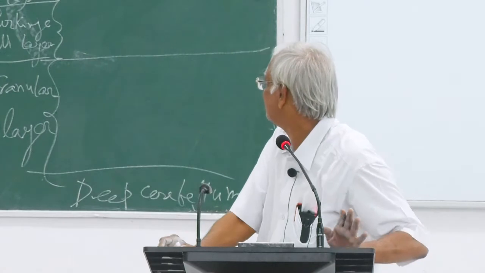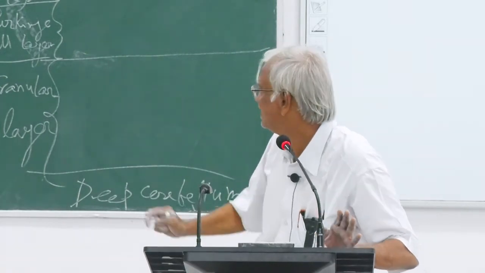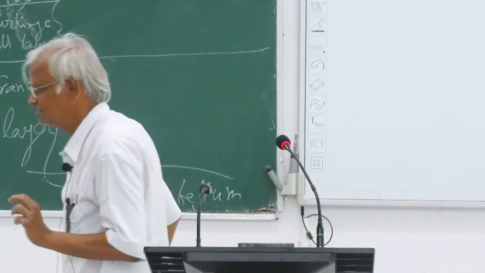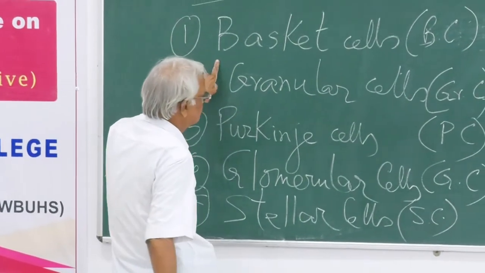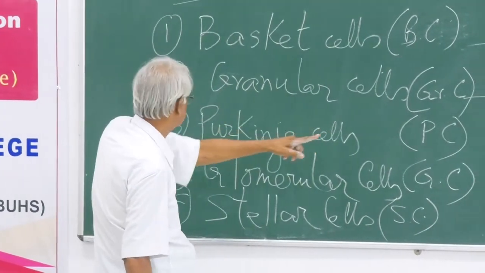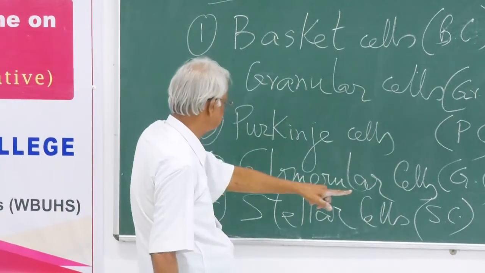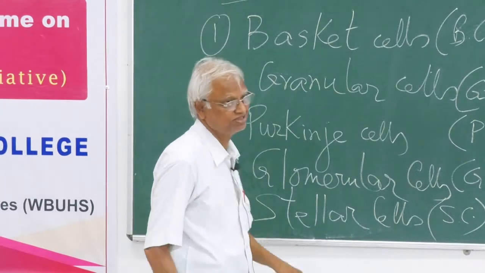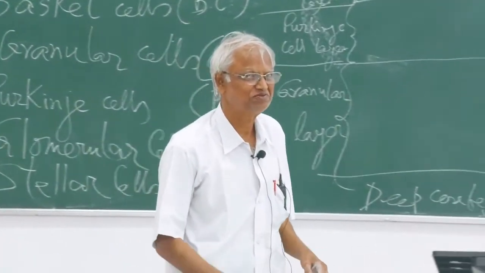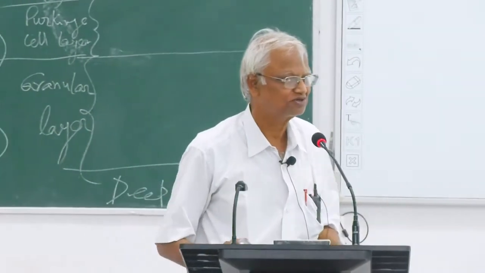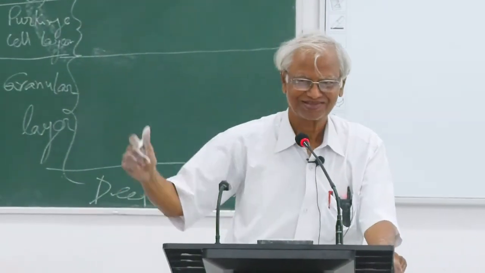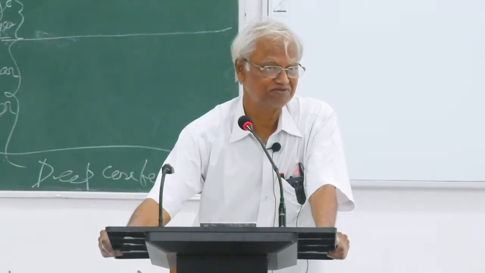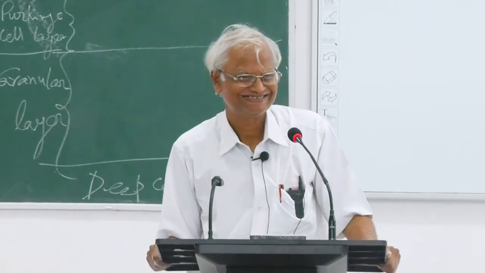So please remember these five types of cells in the cerebellar cortex: basket cells or BC, granule cells or GrC, Purkinje cells or PC, Golgi cells or GC, and stellate cells or SC. You remember this very well, not like me. Slowly I was speaking.